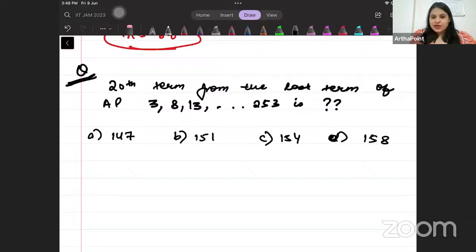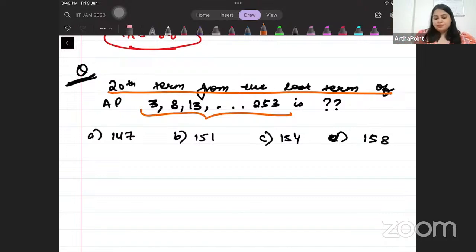But there is another trick to do these kind of questions. It is asking the 20th term from the last. Tell me something. If I reverse this AP, can I write this as 253, dash dash dash dash, 13, 8, and 3?